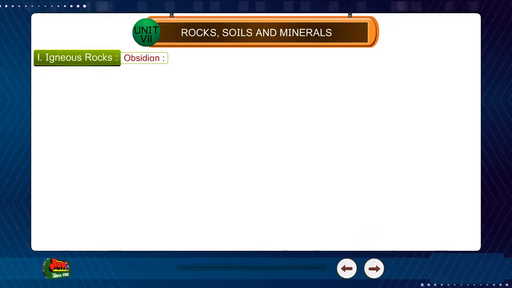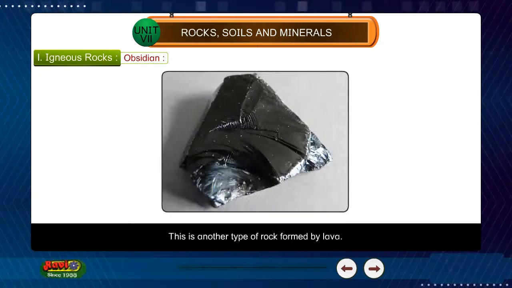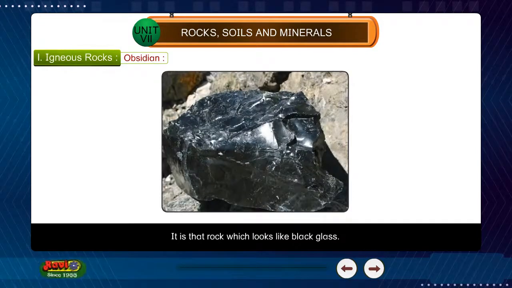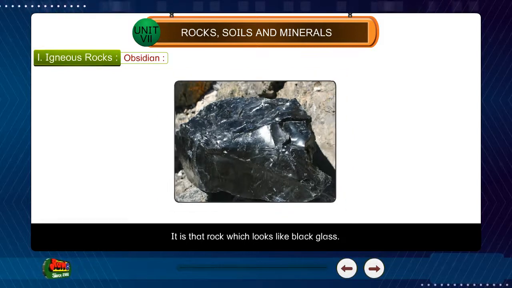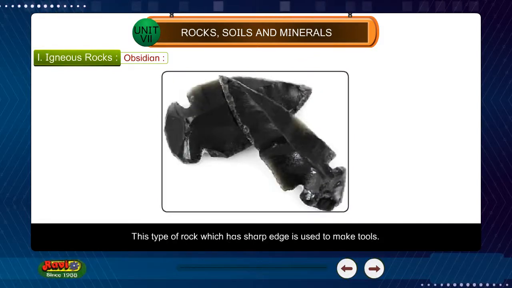Obsidian. This is another type of rock formed by lava. It is that rock which looks like black glass. This type of rock, which has sharp edges, is used to make tools.